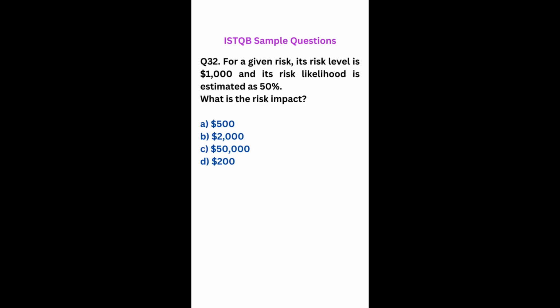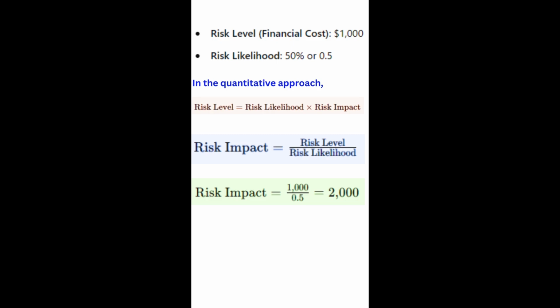Question 32. For a given risk, its risk level is $1,000 and its risk likelihood is estimated as 50%. What is the risk impact? In this example, risk level is $1,000, and risk likelihood is 50% or 0.5.